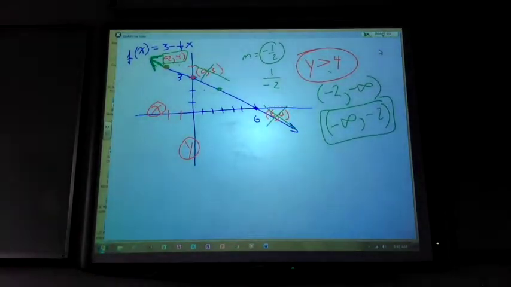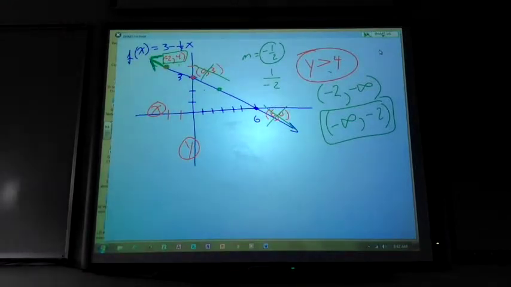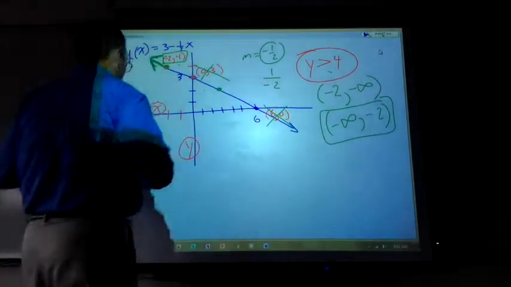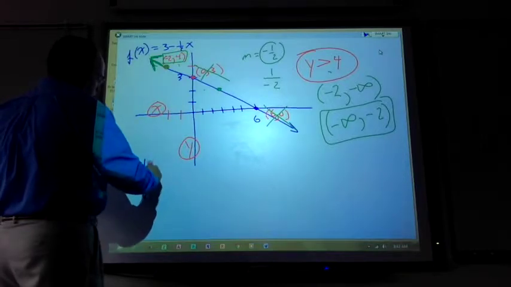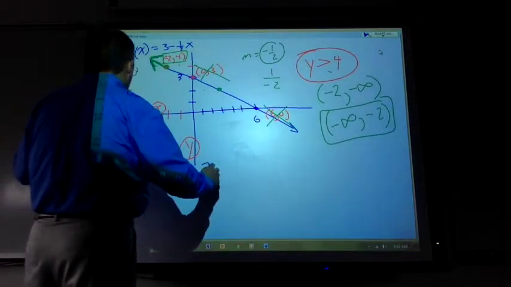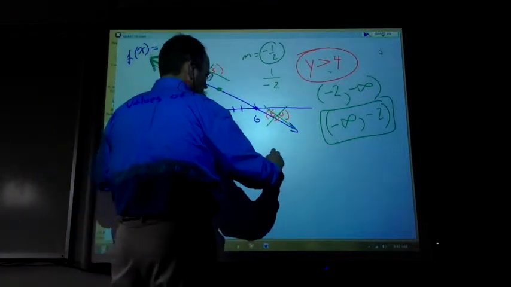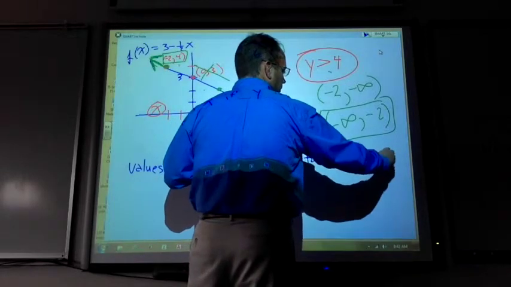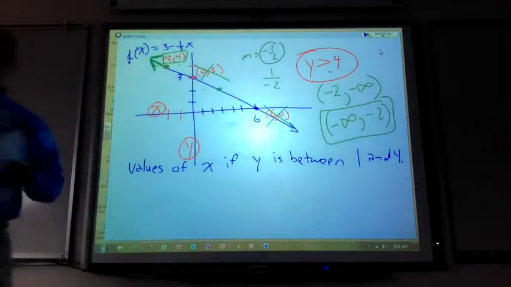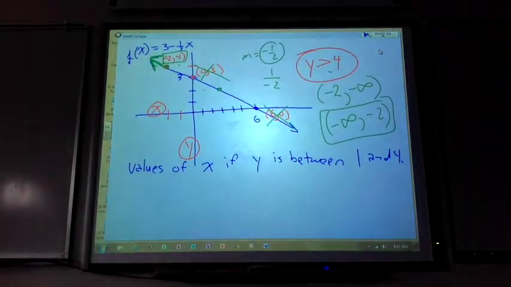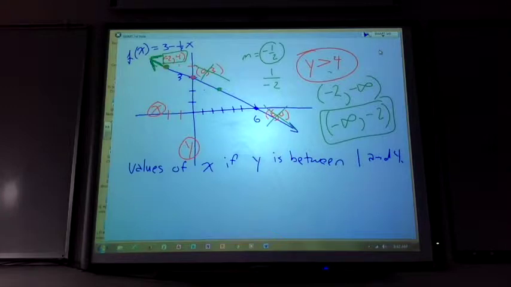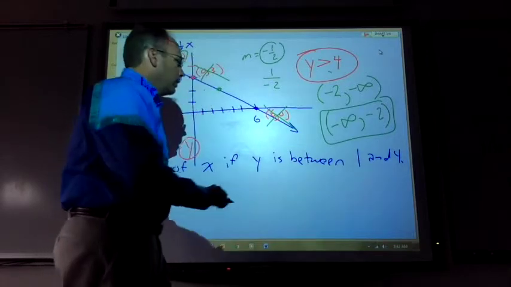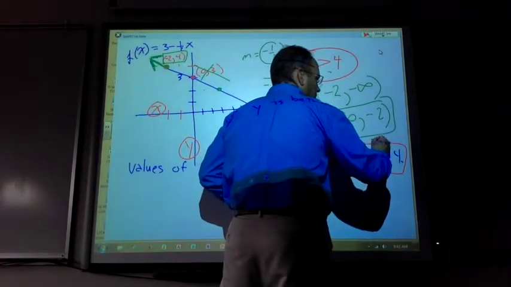What are the values of x if y is between 1 and 4? So what are we looking for? We're looking for x. What is the 1 and 4 representing? Y values. Okay? So, I'm going to look on my graph. I'm going to say, okay, I want these to be y values.